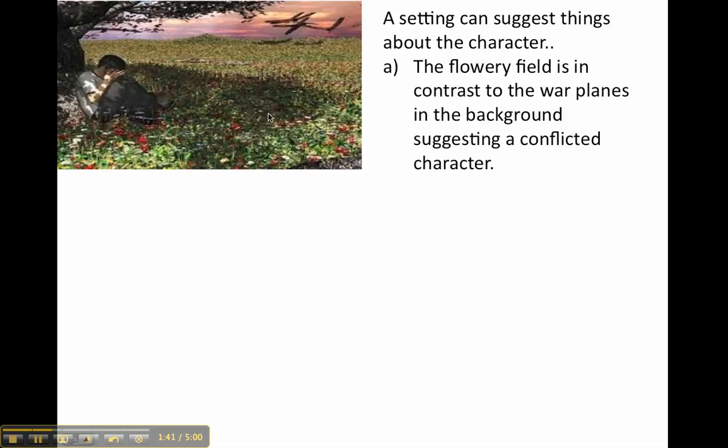For example, in this picture, we've got the flowery field, the character sitting here by the tree, and everything appears quite pretty, quite calm and beautiful, but then you've got the war planes in the background, and that could suggest conflict. There's something going on with this character, something's not quite right. Everything appears to be okay, but there's something lurking in the background.